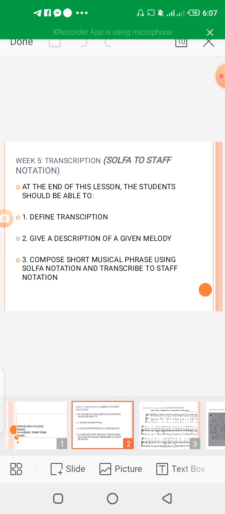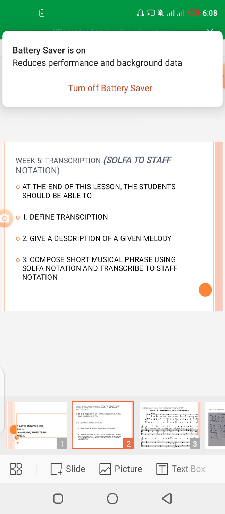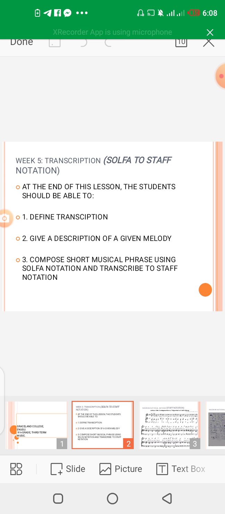Today we shall be continuing from where we stopped last week. Last week we started transcription, but we treated transcription from staff to solfa notation. This week we shall be treating transcription from solfa to staff notation.